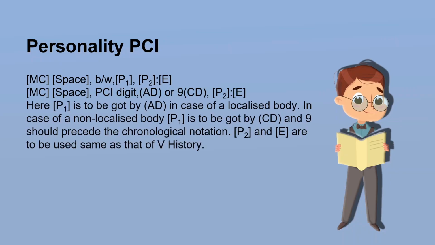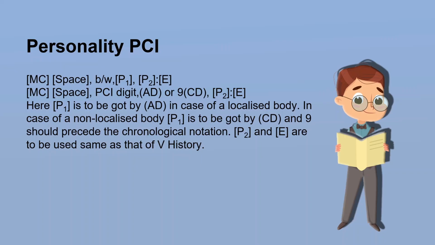Personality facets at level 1 are to be got by the alphabetical device in the case of a localized body. Personality PCI denotes any organization or institution, and if the organization is considered as a localized body, the P1 of that is to be got by applying the alphabetical device.